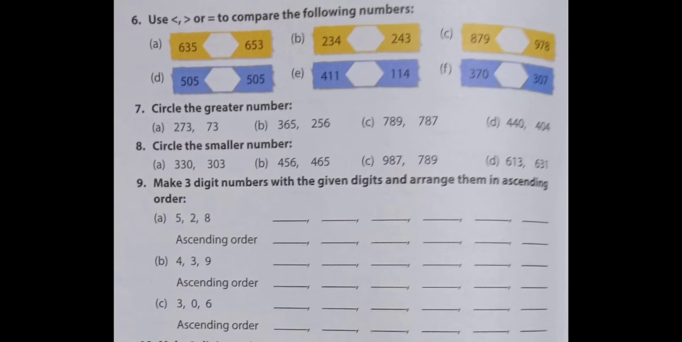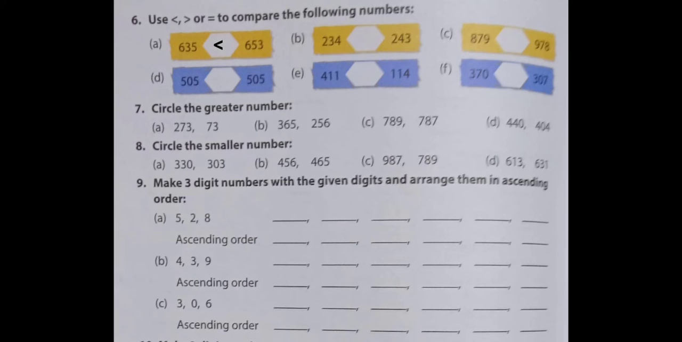Question number 6 is you have to compare, you have to put the sign, which we have already done. So I will do only A part for you. So out of 635 and 653, you have to find out which is the greater number, that is 653. So you will put a sign, okay, like this. Rest parts you will do it yourself. Now question number 7 and 8 are very easy, students. Circle the greater number, you will find out the greater number, you will circle it. In question number 8 you have to circle the smaller number, so you will find out the smaller numbers and you will circle in all the parts.